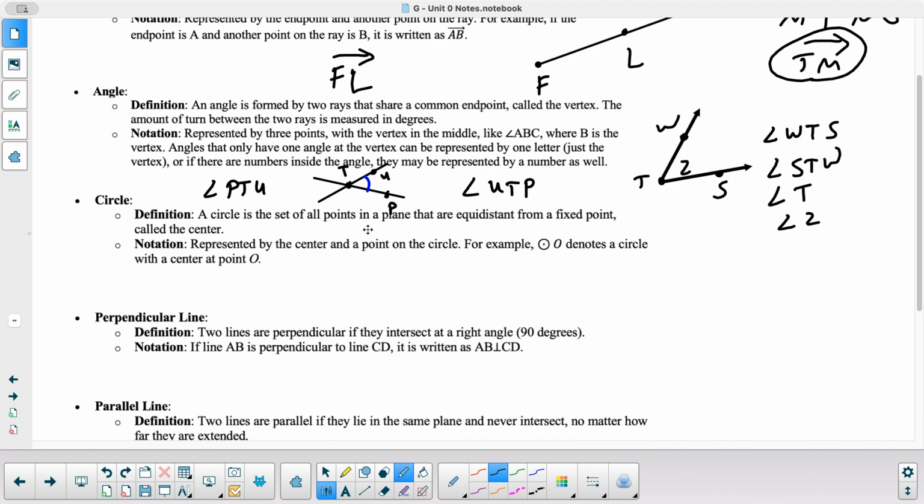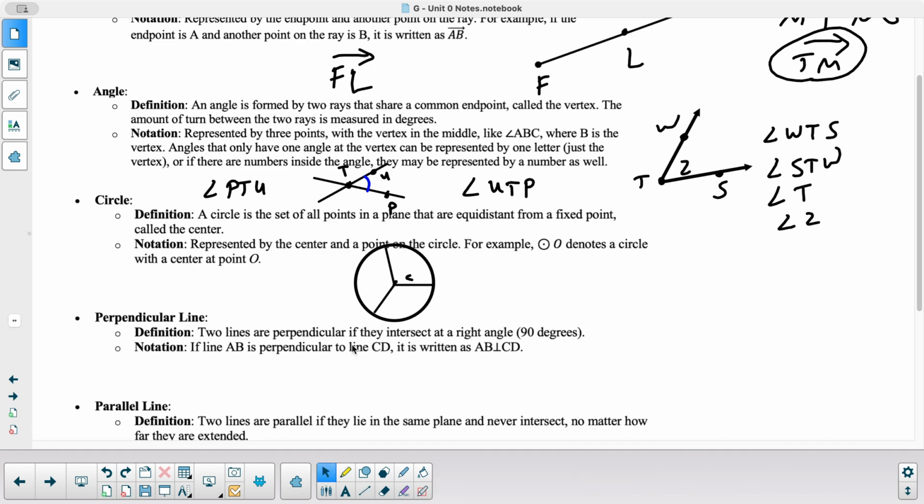A circle is a set of all points in a plane that are equidistant from a fixed point. So you've got a point here. Let's call this point C for circle or for center. Every point that's equidistant from there would form a circle. So basically, every point on that circle is the same distance. If I took a tape measure and measured this distance, it'd be the same as this distance, which would be the same as this distance. They're all the same, anywhere from that point to the edge of the circle, all the way around.